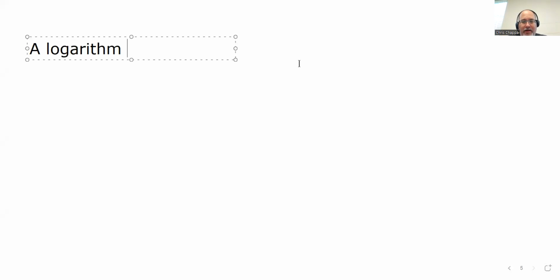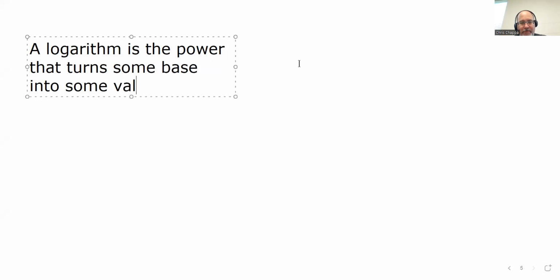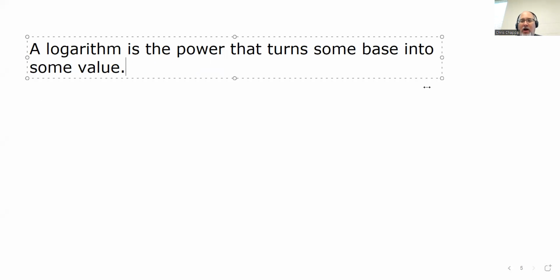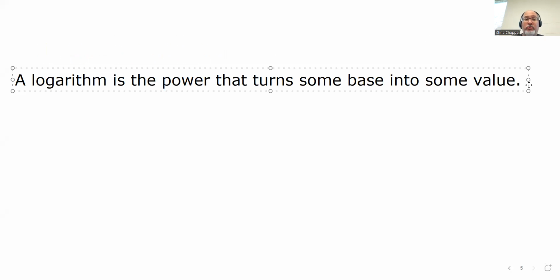Let's put it back in 36-point font and answer the question, what is a logarithm? A logarithm is the power that turns some base into some value. So in order to give the answer to a logarithm, you have to have two numbers already given to you. What is the base and what value are you trying to achieve?